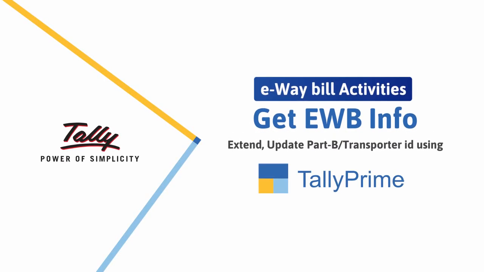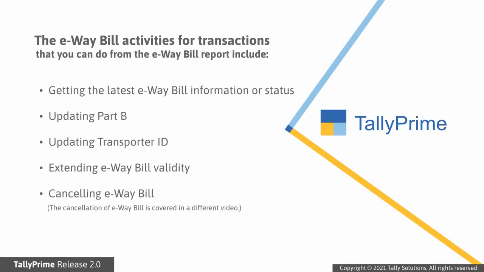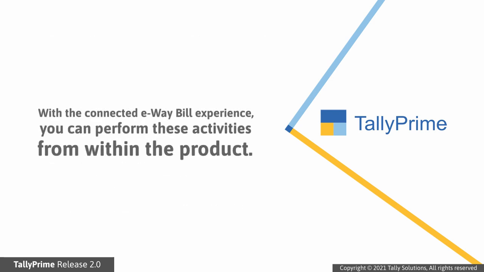In this video, you will learn how to use Tally Prime's e-way bill report for various e-way bill activities. These activities include getting the latest e-way bill information or status in the transaction, updating Part B and transporter details, and extending e-way bill validity. Tally Prime Release 2.0 onwards, you have a connected e-way bill experience and can perform these activities using the e-way bill report in Tally Prime.